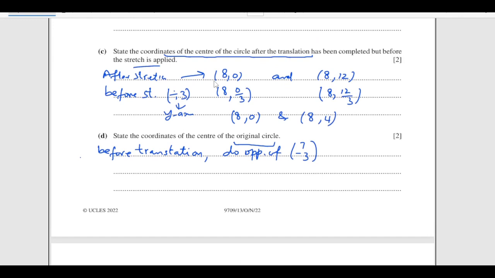So in part C, these are the coordinates, and then state the coordinates of the center of the circle before the stretch. This we can find out from here. So before the stretch, these were the coordinates, right? So the center before the stretch is going to be 8 plus 8, 16, divided by 2, and then 0 plus 4 over 2. So the center is equal to 8 and 2. So this was the center after translation.